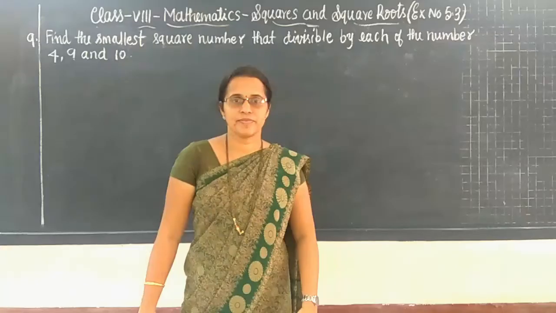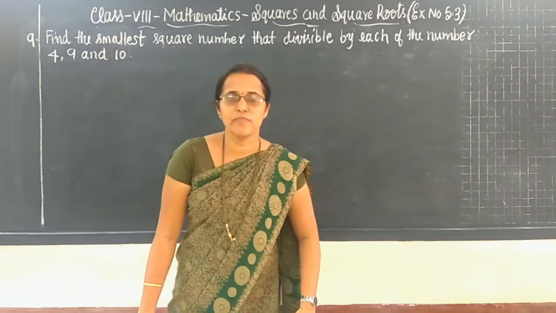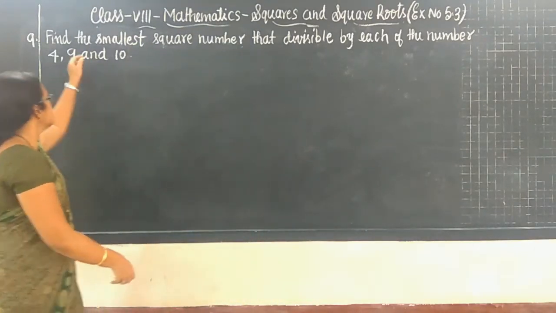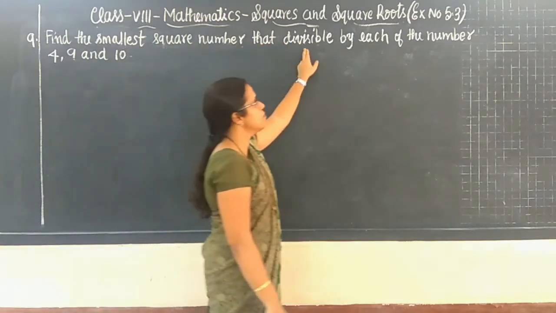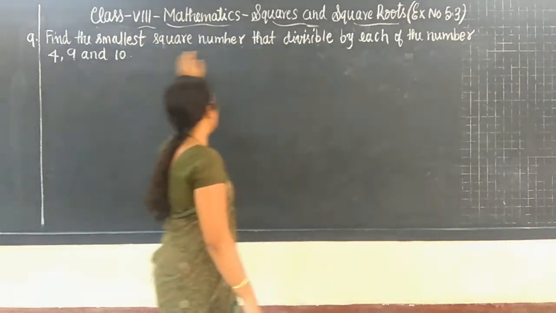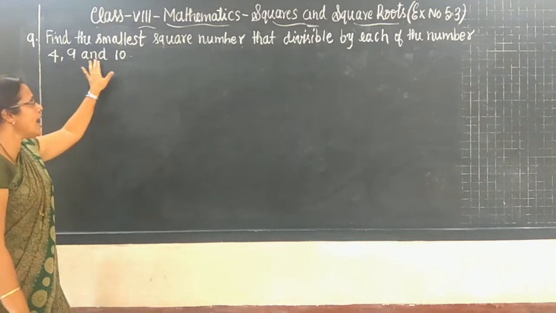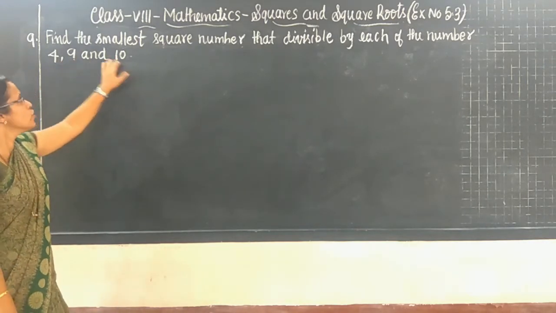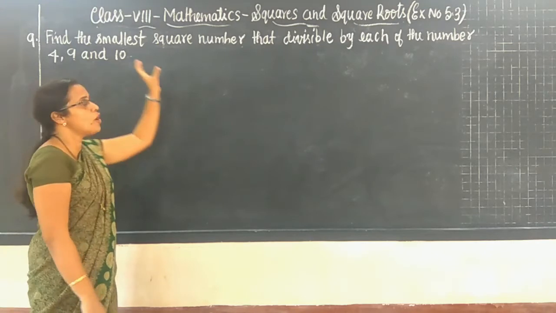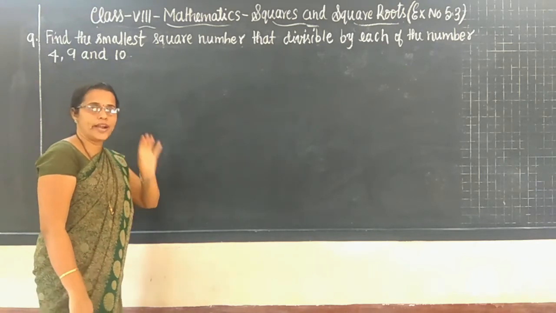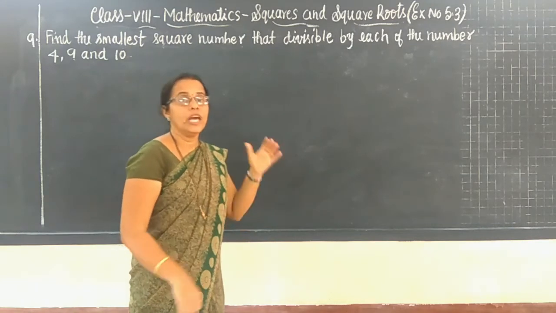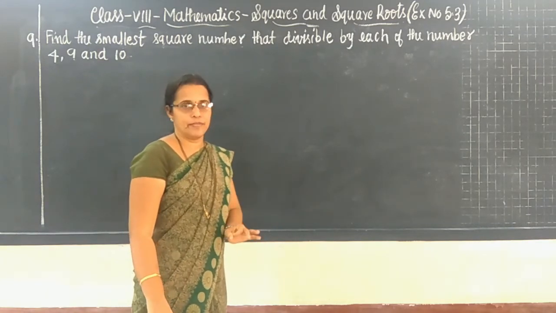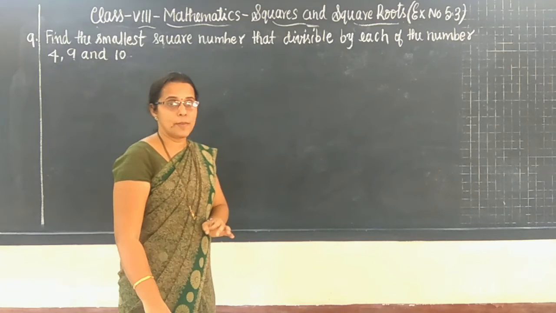Okay children, now let us do question number 9. Find the smallest square number that is divisible by each of the numbers 4, 9 and 10. So what is the question? You have to find the smallest square number that is divisible by 4, 9 and 10. Let us see which number that is.